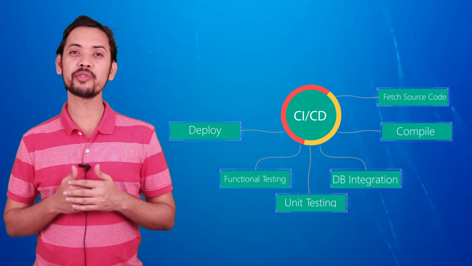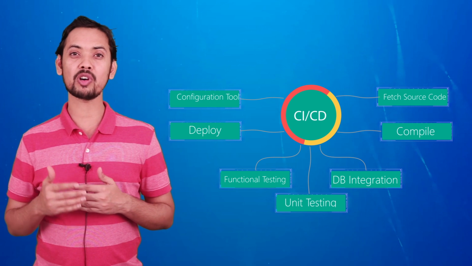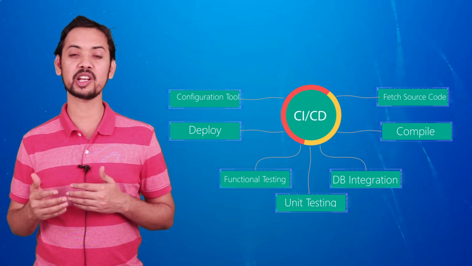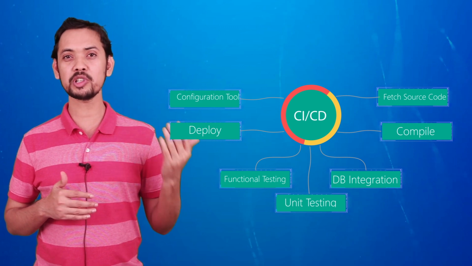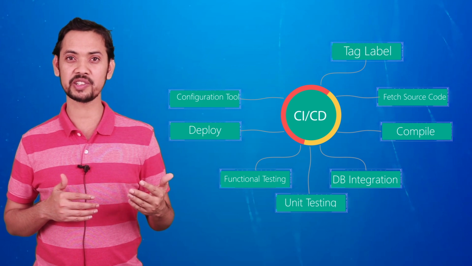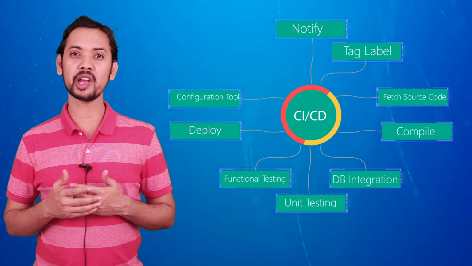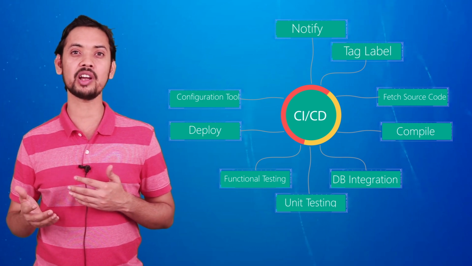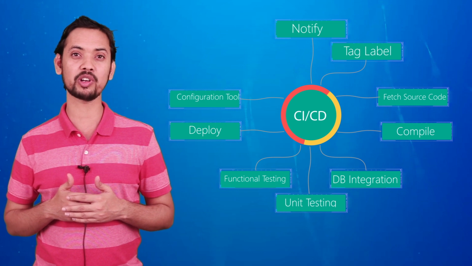It integrates very well with your configuration and provisioning tools, so the scripts of configuration and provisioning etc. you can fire using this CICD tool. It lets your images get a tag, so you can version control your images. It helps you notify various stakeholders who want to get an email notification whenever something significant happens with respect to the software development lifecycle.